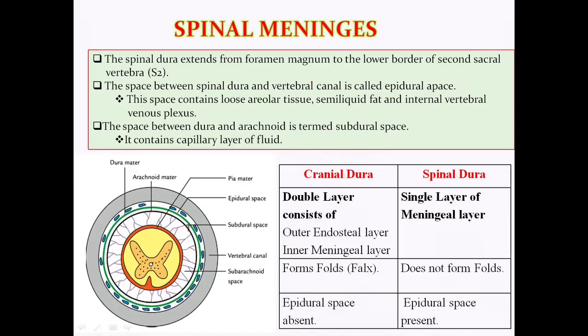Dura mater, the green colored lining, and the next one is the arachnoid mater. Now remember that the space between the dura mater and arachnoid mater is termed the subdural space. I'm going to name this space the subdural space, and do remember that it contains a capillary layer of fluid. So we studied number one, the epidural space, and number two, the subdural space.